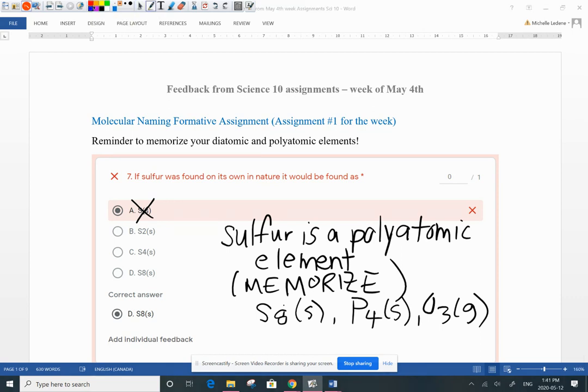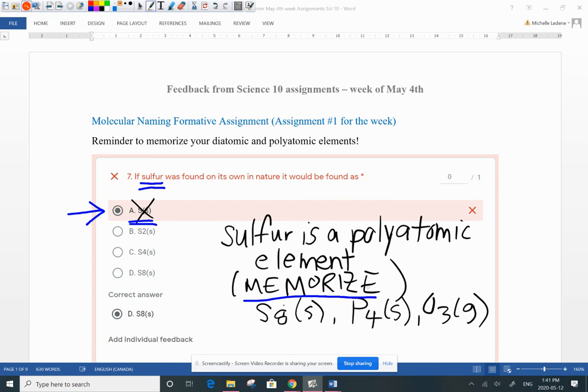So here is an example of a question where students forgot that sulfur is one of these diatomics. Polyatomics. So it's one of the ones that you have to memorize. A lot of students said, well, sulfur, I just look it up on the periodic table. It's S, it's a solid. Well, unfortunately, that's not correct. It doesn't show you on the periodic table. You actually have to memorize this and know it off by heart.